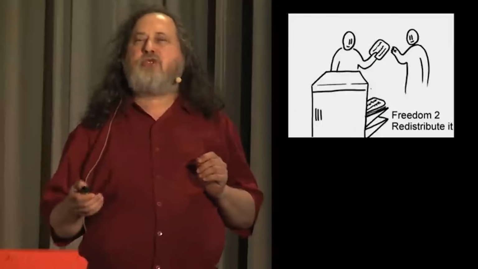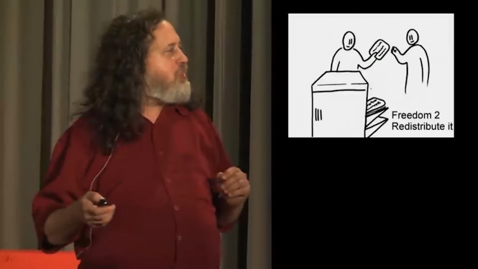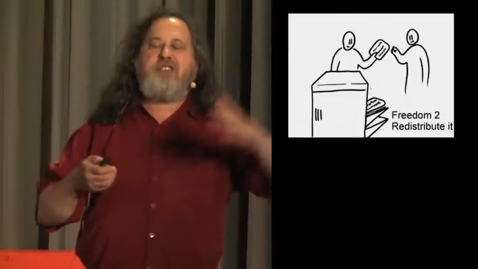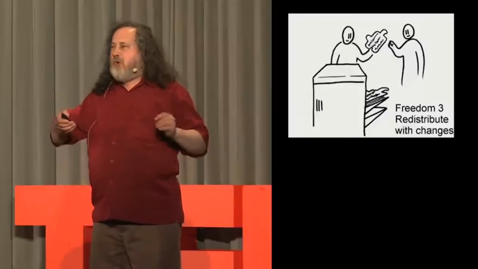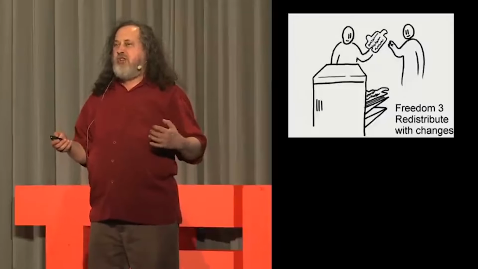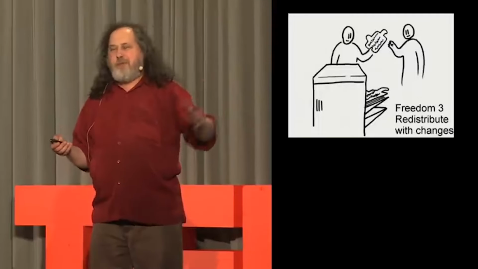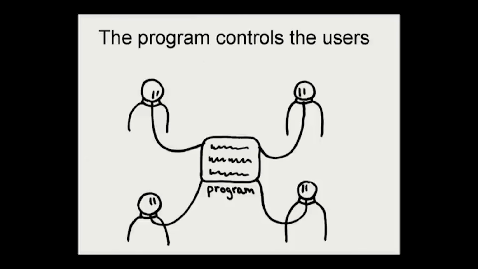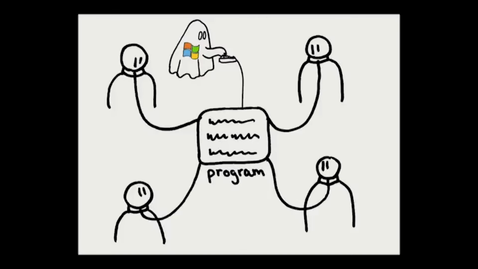So collective control requires two more essential freedoms. Freedom 2 is the freedom to redistribute exact copies, to make the copies and then give them away or sell them when you wish. And freedom 3 is similar, but it's for your modified versions. You're free to make copies and then give them or sell them when you wish. So if you do have these freedoms, then it's free software. The users control the program. But if any of those freedoms is missing, then the users don't control the program. Instead, the program controls the users, and the developer controls the program.